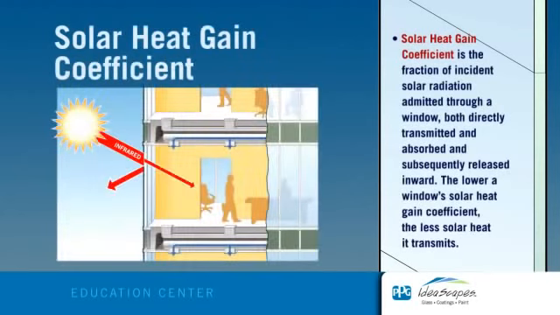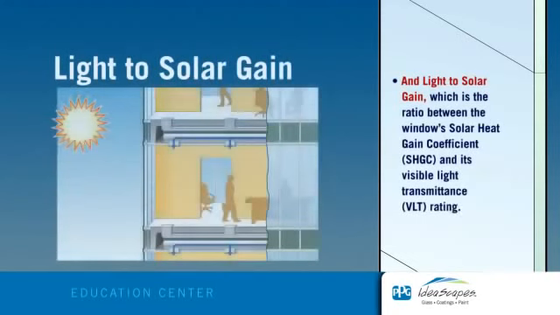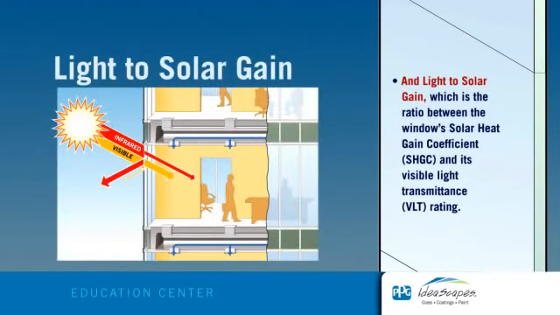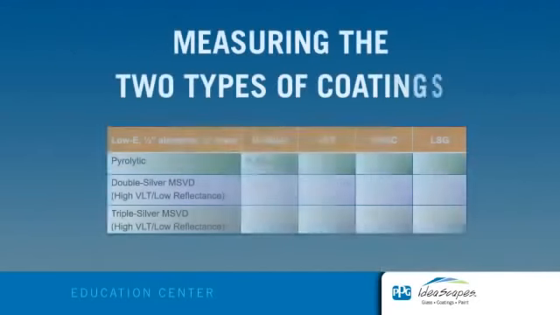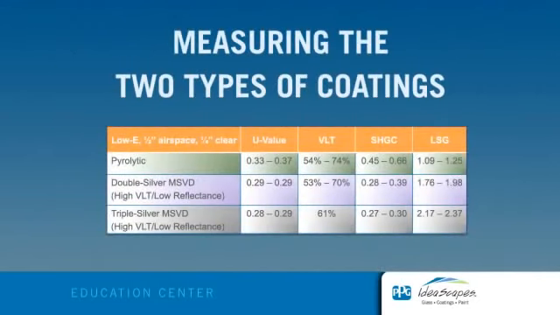Solar heat gain coefficient is the fraction of solar radiation admitted through a window, both directly transmitted, absorbed, and re-radiated inward. The lower a window's solar heat gain coefficient, the less solar heat it transmits. Light to solar heat gain is the ratio between the window's solar heat gain coefficient and its visible light transmittance rating. Here's how the 2 types of coatings measure up. As a general rule, passive low-E coatings work well in heating-dominated climates, while solar control low-E coatings are typically recommended for cooling-dominated climates.